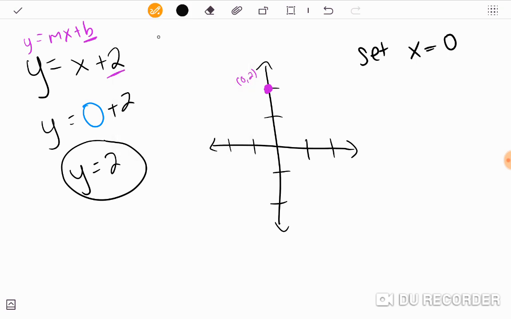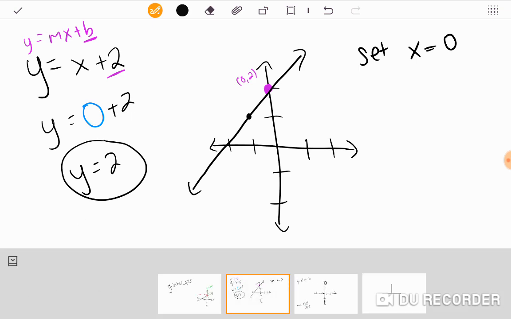Like I said, there's a video on how to graph in slope-intercept form, so I'm not going to go into too much detail, but we would have our other point, down 1 over 1 or up 1 over 1. Once you have 2 points, you can graph. Boom, we have our line. But that's how easy it is to solve for the y-intercept in slope-intercept form or for a linear function. Just set that x equal to 0, you get that y by itself, and you have it solved.